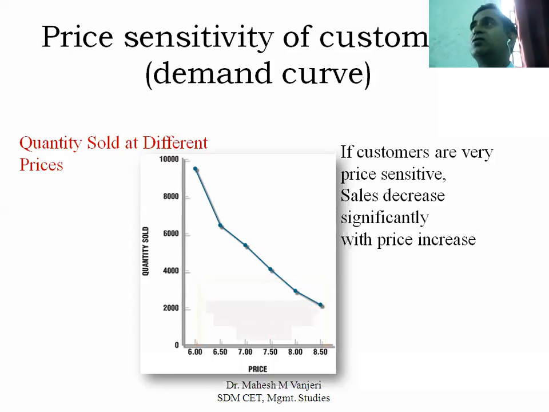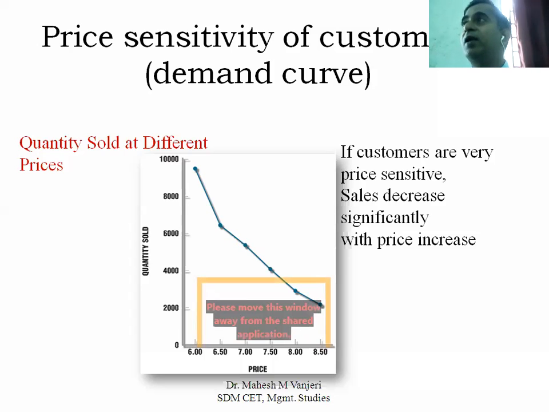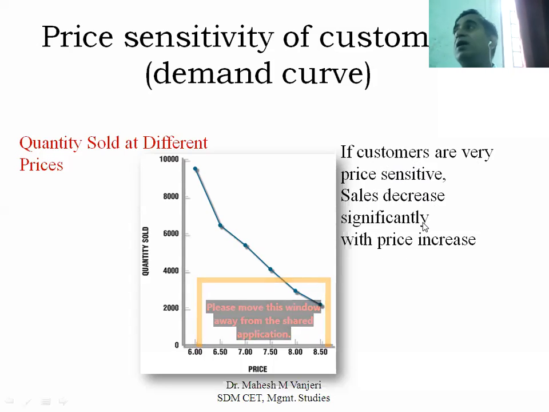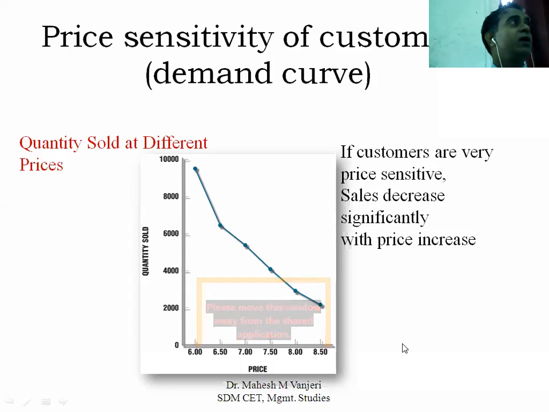So why will it work? Because India is a price sensitive market, or most of the consumers in India are price sensitive. If the same product is available at a lower price, they prefer to buy online rather than in stores. But many other factors also count, like consumer buying behavior. If customers are very price sensitive, sales decrease significantly with a price increase, as shown in the graph.